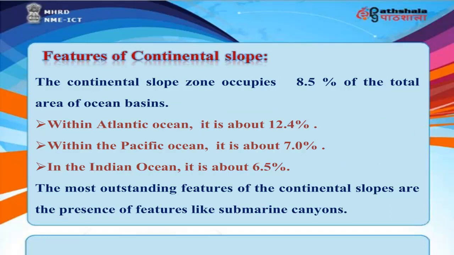The continental slope zone occupies 8.5% of the total area of ocean basins. Within the Atlantic Ocean, it is about 12.4%. Within the Pacific Ocean, it is about 7.0%. In the Indian Ocean, it is about 6.5%. The most outstanding features of the continental slopes are the presence of features like submarine canyons.